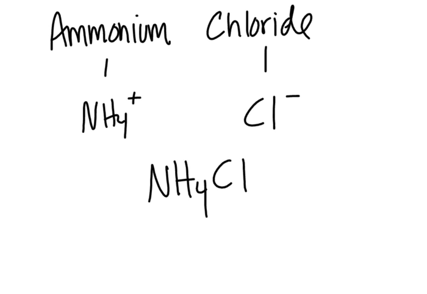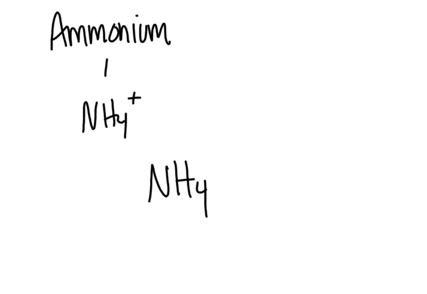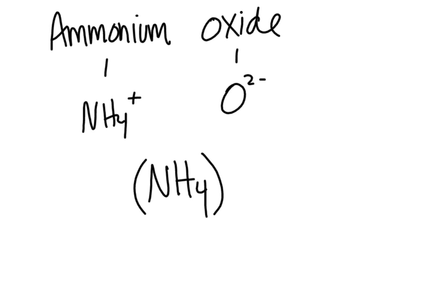If I had, for some reason, instead of a chloride, an oxide, ammonium oxide, well, I know that the oxygen ion is -2. That means I would need two of my positive charges in order to match up with those two negative charges to equal 0. So if I was to make ammonium oxide, there's my two ammoniums that would go with it, and then my oxygen. That would be ammonium oxide.